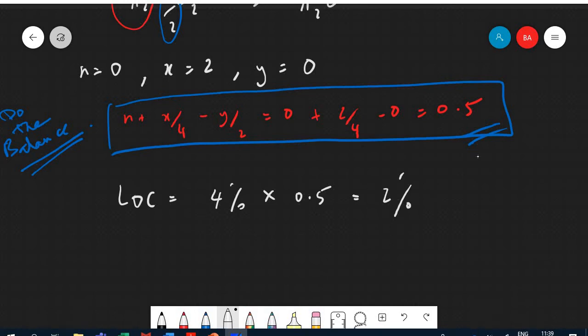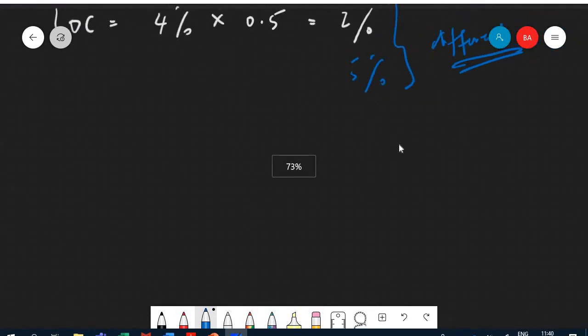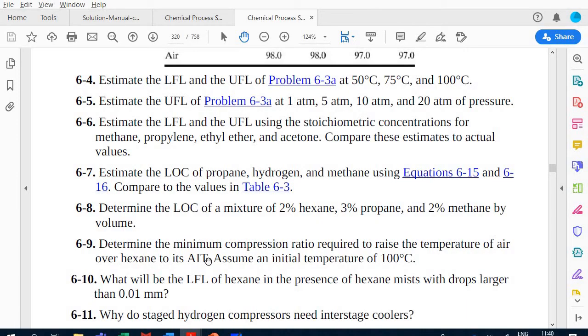If you compare this now to table 6.3, you're going to find that it is 5%, and somehow they are different. So it's not always that things are accurate. For hydrocarbons, many of them give us good accuracy. For hydrogen, we can see that there was a little difference there. Okay, great. So that is what we have here for 6.7. And now let's go and see what else we can solve as well.